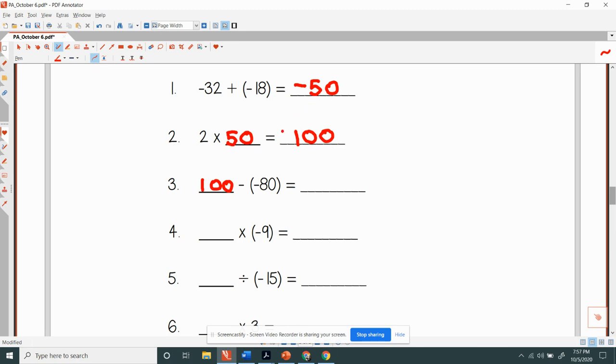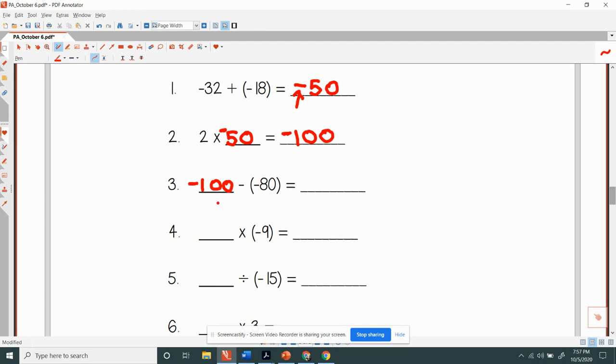Oops, looks like I just realized we made a little mistake. Up here, I have a negative 50. I needed to put a negative 50 there. That makes this a negative 100. A positive times a negative is a negative. Better work carefully. Okay, that means this is a negative 100.